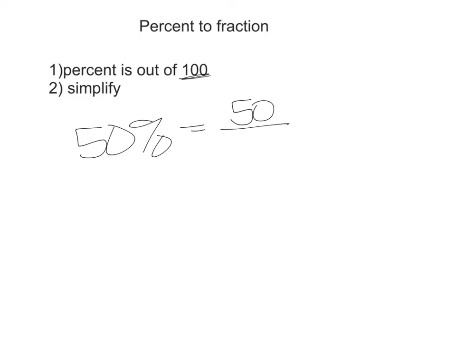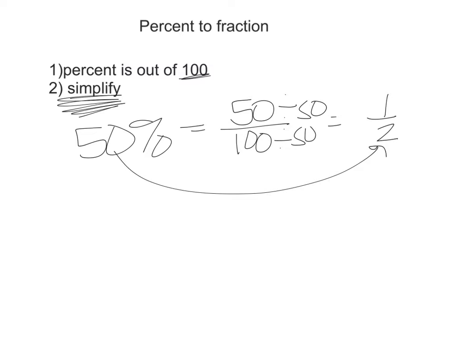Alright, so percent to a fraction is very similar to a decimal to a fraction, except that if I have a number like 50%, the whole of a percent is always 100. Percents are out of 100. So 50% would be the same thing as 50 out of 100. And then again, you always have to simplify. So I can divide both of these by 50 and get 1/2. So 50% is the same thing as 1/2.